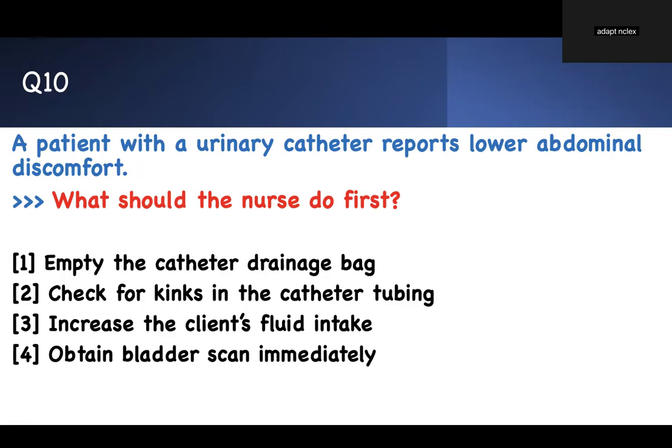Obtaining a scan, you're looking for fluid. You don't know where the fluid is coming from. Increasing the client's fluid, what's in the situation? Checking for a kink will tell you there's a blockage. That's why the abdominal pain is happening. And when you empty the Foley bag, you have to check for a kink. You have to make sure the Foley bag is working. And therefore, number 2 is a better answer.